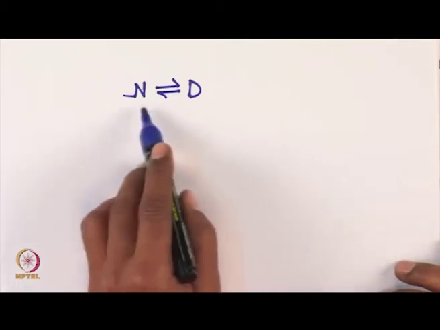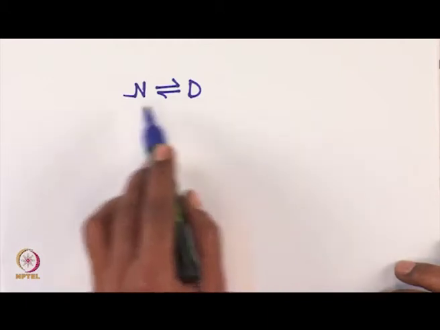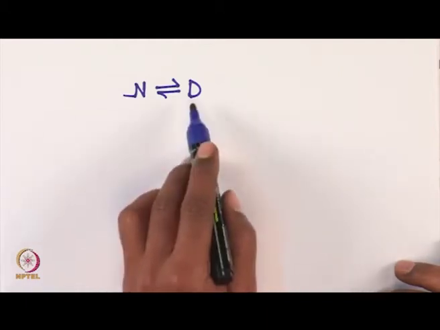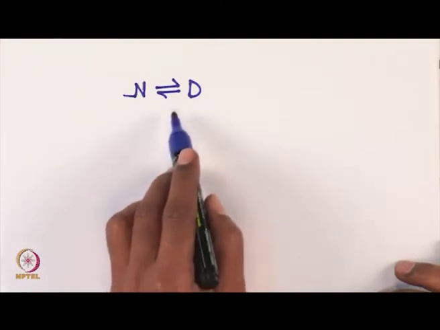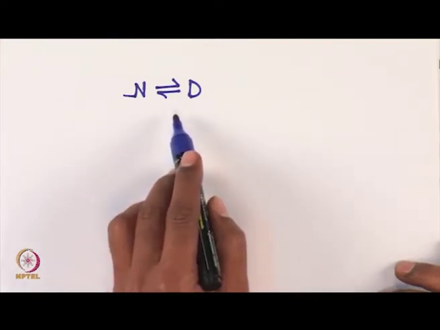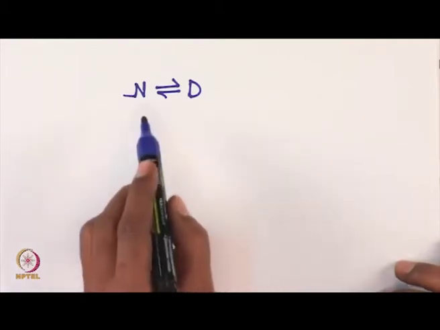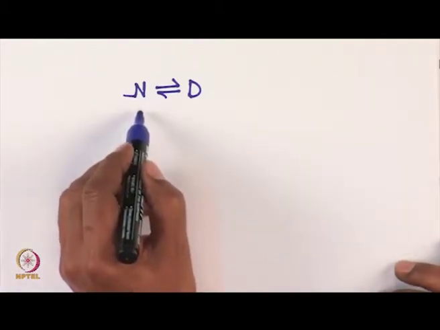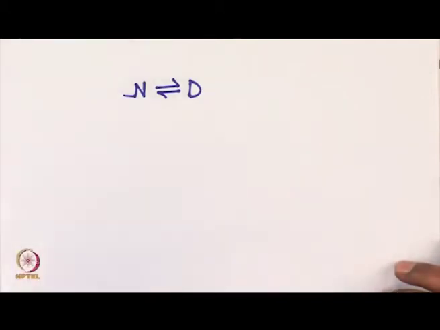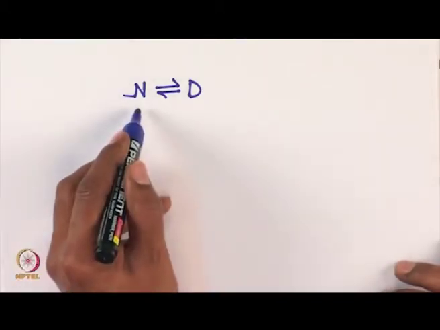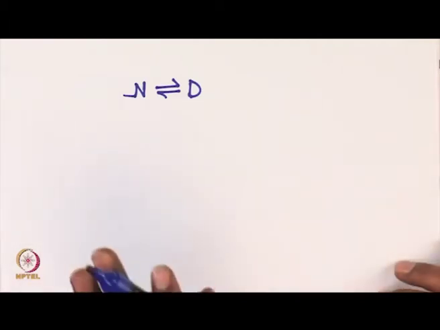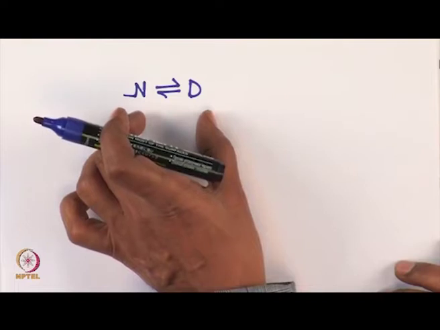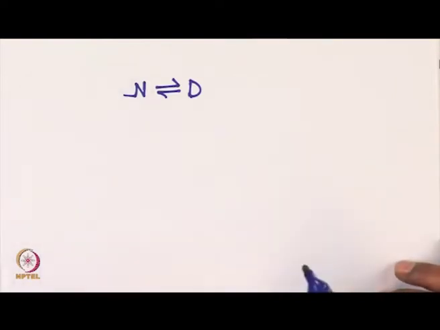If we look at the stoichiometry of the reaction, it is N going to D, 1 mole of native state producing 1 mole of denatured state. According to Le Chatelier principle, if you increase the concentration of the protein to begin with, you are increasing the concentration of the native state. It should not affect the transition temperature at all, because it is not going to affect the equilibrium composition.